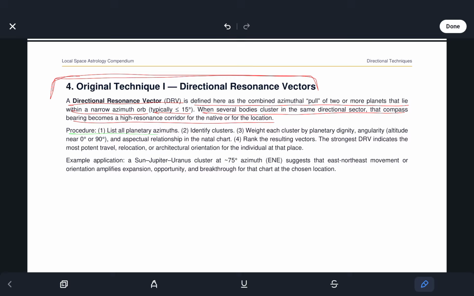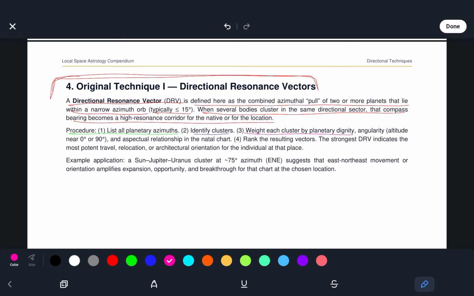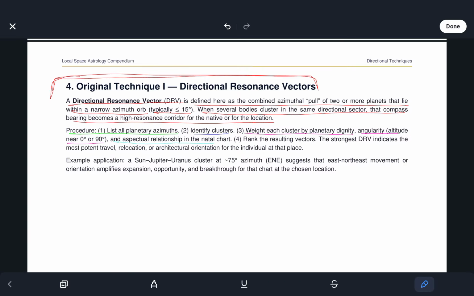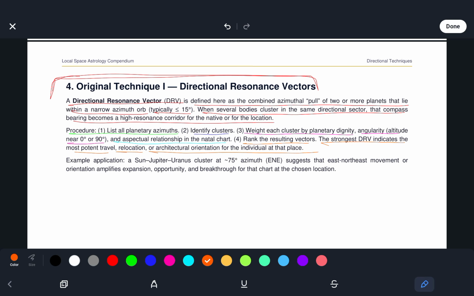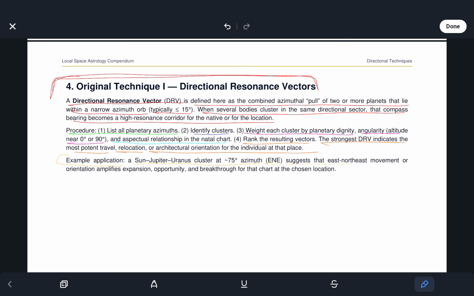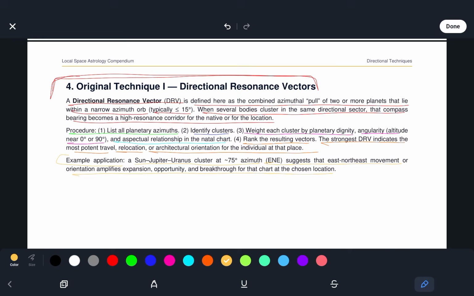The procedure is to list all planetary azimuths, identify clusters, and weight each cluster by planetary dignity, angularity, altitude near 0 degrees or 90 degrees, and spectral relationship in the natal chart. Rank the resulting vectors. The strongest DRV indicates the most potent travel, relocation, or architectural orientation for the individual at that place. In the example application, a Sun-Jupiter-Uranus cluster at 75 degrees azimuth, ENE, suggests that east-northeast movement or orientation amplifies expansion, opportunity, and breakthrough for that chart at the chosen location.